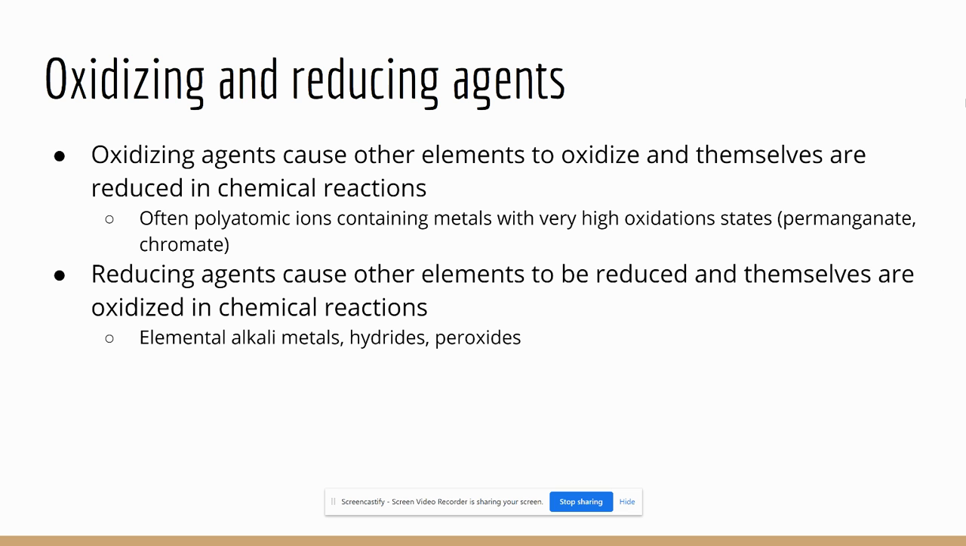Reducing agents work a little bit differently. They're essentially electron donors. Rather than having things with very, very low oxidation states, what you actually tend to see would be elemental alkali metals. So they really want to give their electrons away. That's a little bit less true for alkaline earth metals, but also true. And then hydrides and peroxides as well.